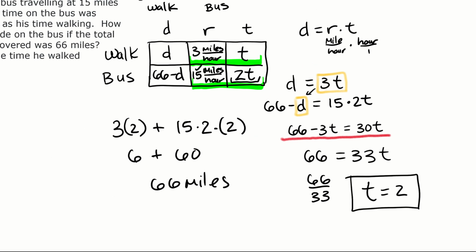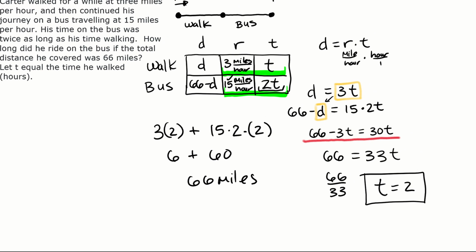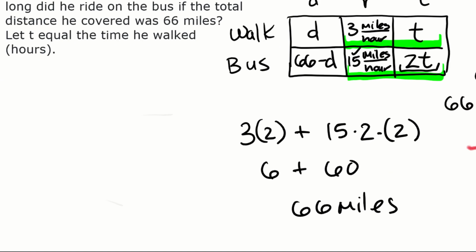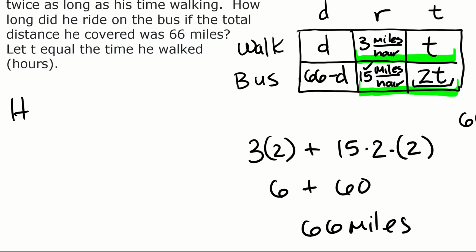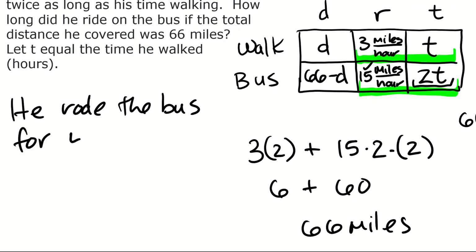Now, I don't know if that's what the question was. It says, how long did he ride on the bus if the total distance he covered was 66 miles? Well, t is how long he was walking, so 2t is how long he was on the bus. The question asks how long he rode the bus. He rode the bus for 4 hours.